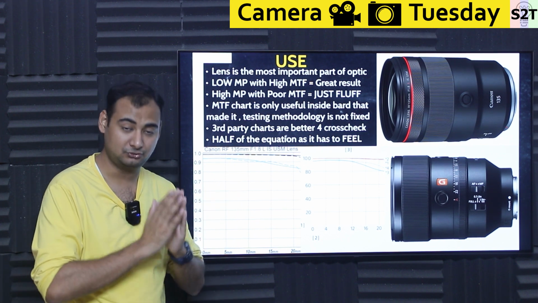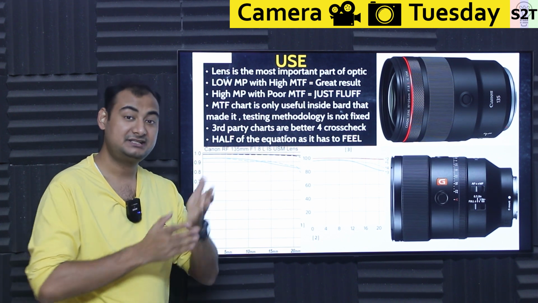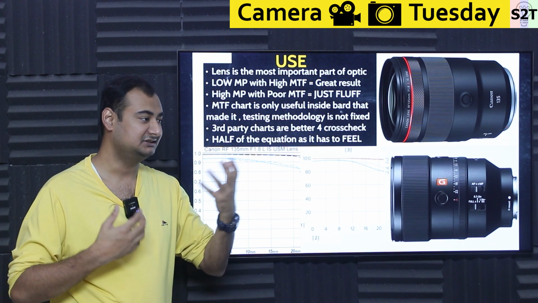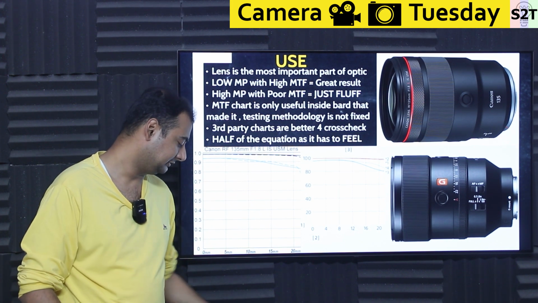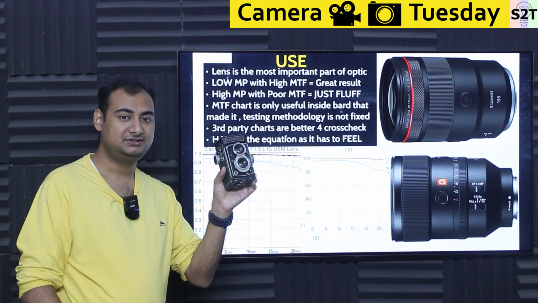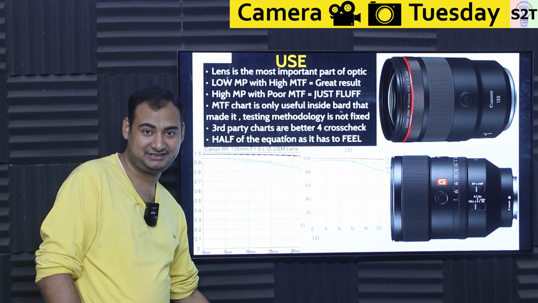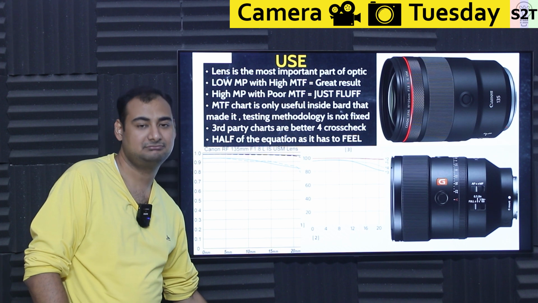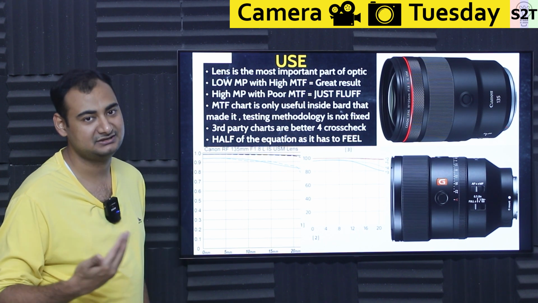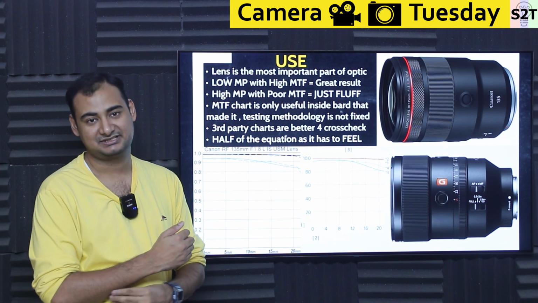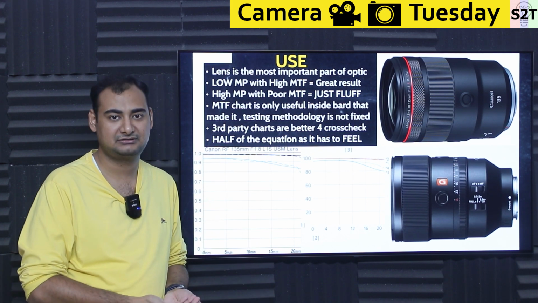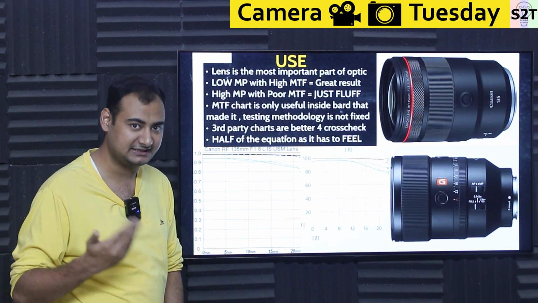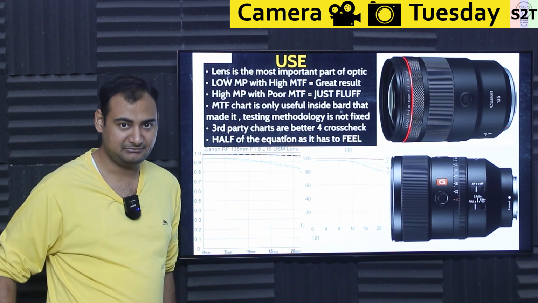MTF is good to know, awesome to understand, but it's half of the equation. You may be like, hey, this is a blurry lens, but I love the rendition. That's up to you. Heck, I have this puppy, so let that be very clear. Lens MTF is lens MTF. It's one way of comparing the sharpness, but if you're talking about the feel of the lens, that's the other half. And if you like the feeling of a blurry lens, go with a blurry lens. It's the feel. That's what sells. So be very mindful.